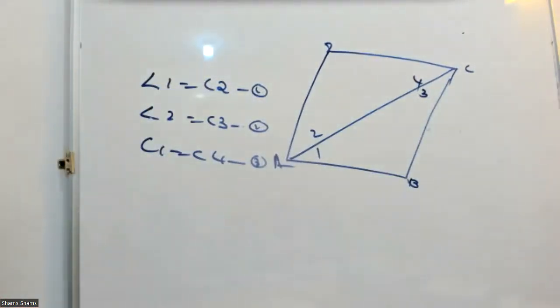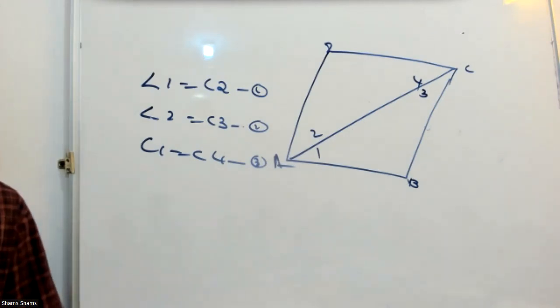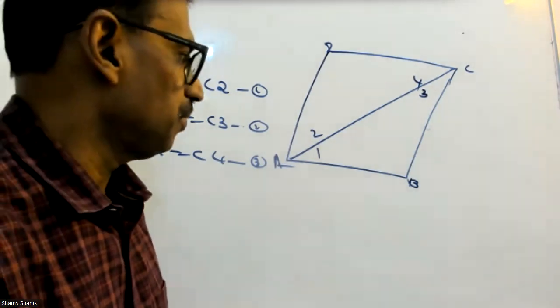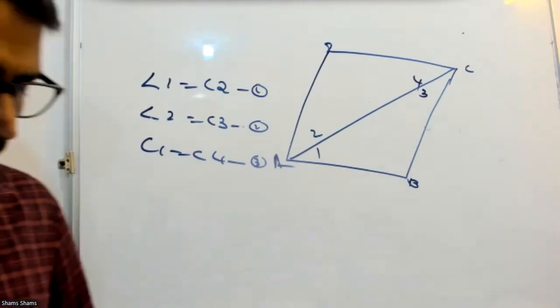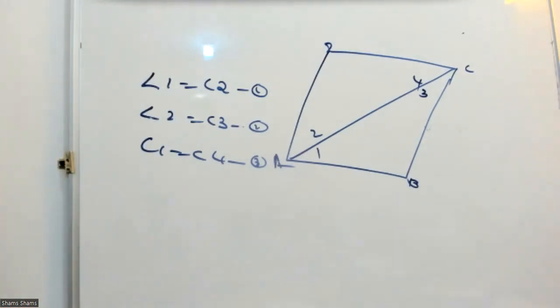Right now, from 1, 2, and 3, we get angle 1 equal to angle 3. Therefore, AB equal to BC. Sides opposite to equal angles are equal. Hence, ABCD is a rhombus.